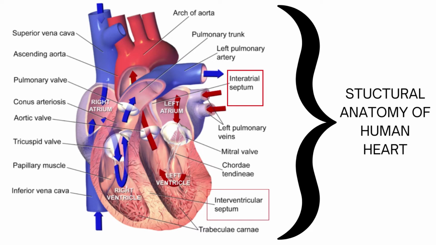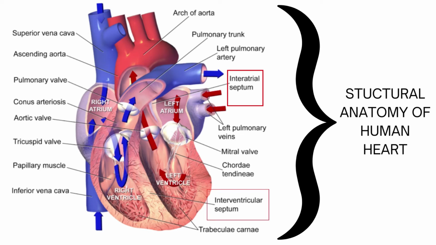The right atrium receives blood from the great veins, superior and inferior vena cava, and transfers the blood into the right ventricle. Between the right atrium and the right ventricle is the tricuspid valve. The right ventricle pumps blood into the lungs via the pulmonary artery. The pulmonary artery is guarded by the semilunar valve.